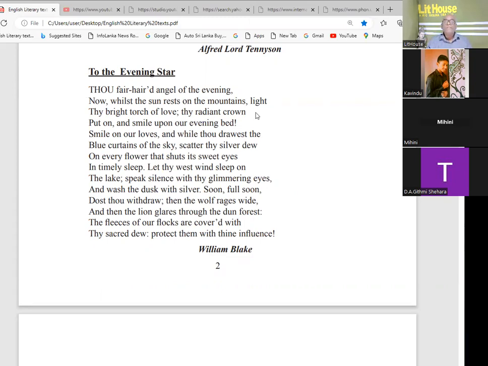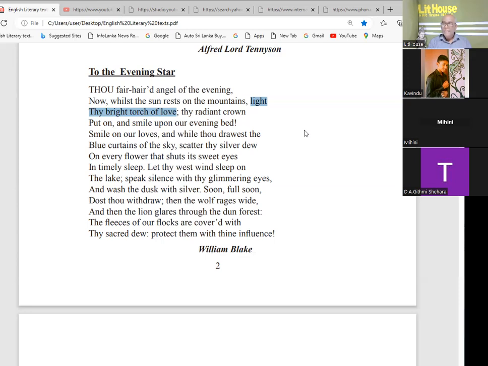Therefore the poet requests, underline, this is first request. What is the first request? Light thy bright torch of love. Underline. Light, bright torch of love. Bright torch of love is a metaphor. That is the literary device.